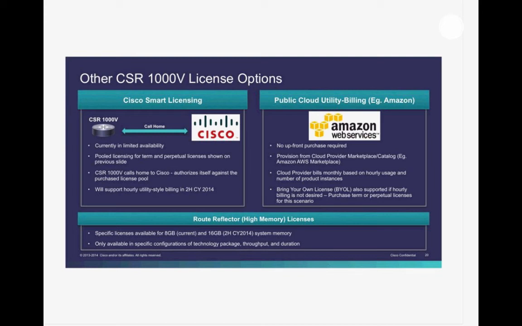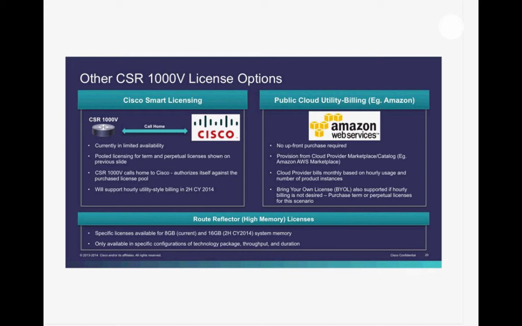On the right-hand side, since the CSR is a virtual product, we have it launched in a lot of the public clouds that are available. So we're starting with Amazon. We launched the CSR in Amazon last November. And we started out with just a bring your own license model. So when you put it in Amazon, you had to buy a license from Cisco and install it on the CSR that's running in Amazon. And since then, we've enabled the hourly model in Amazon as well.